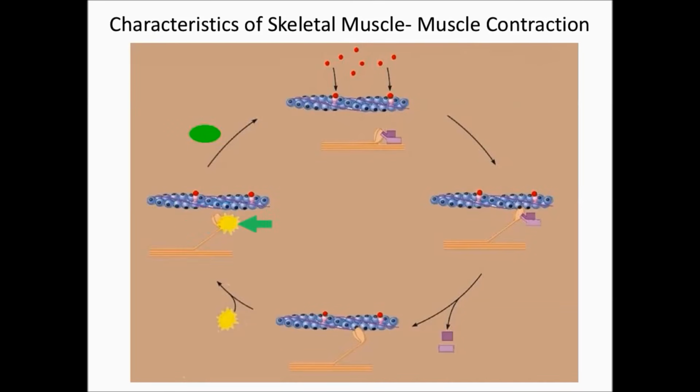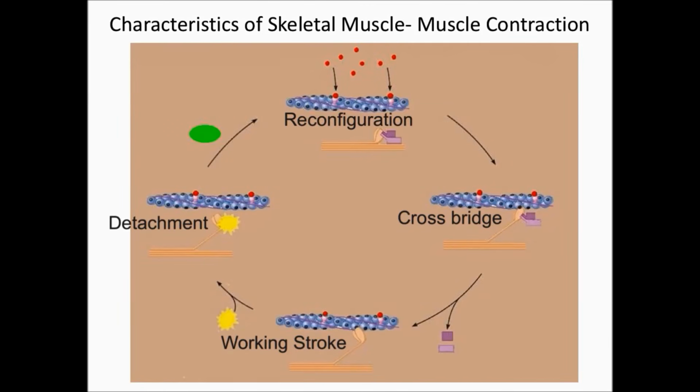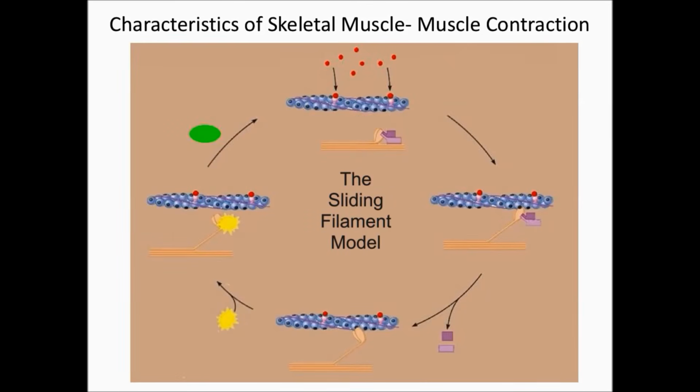And finally, ATP is broken down into ADP and phosphate in a process known as ATP hydrolysis. The breaking down of ATP into ADP and phosphate through the process of ATP hydrolysis reconfigures the myosin head from a bent position to an upright position so that another cross-bridge can be performed. We call this final step reconfiguration. The movement of the myofilaments past one another involves the steps cross-bridge, working stroke, detachment, and reconfiguration. This is known as the sliding filament model.